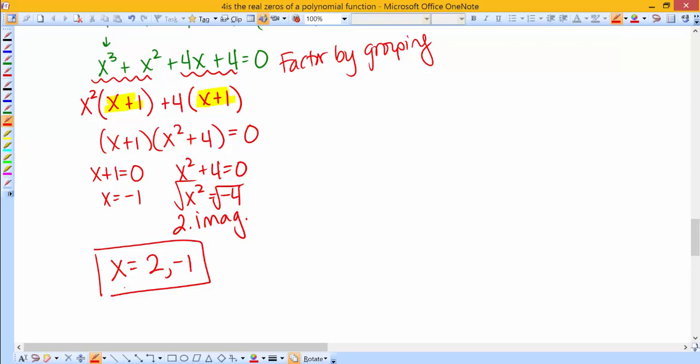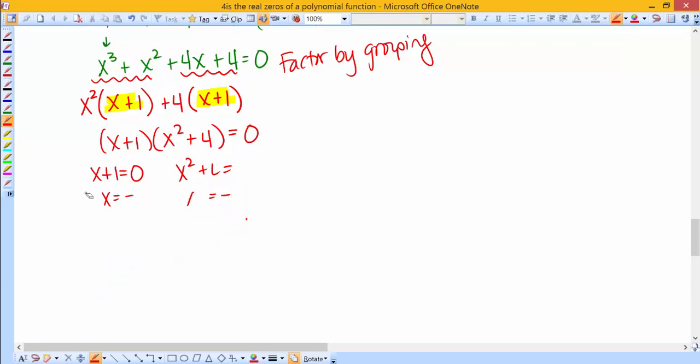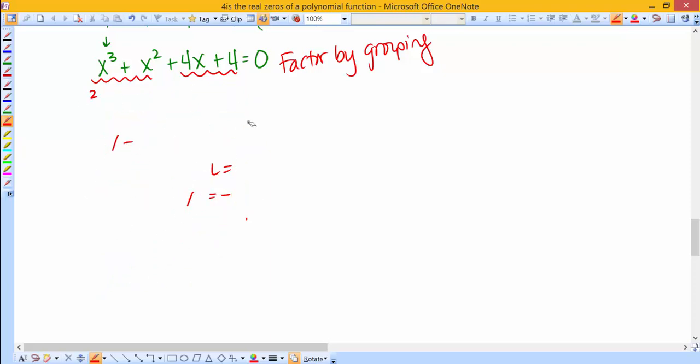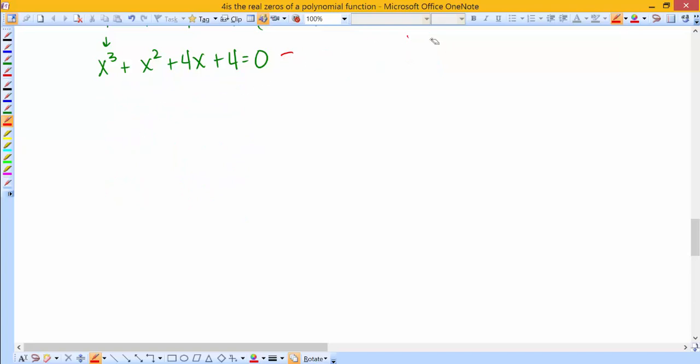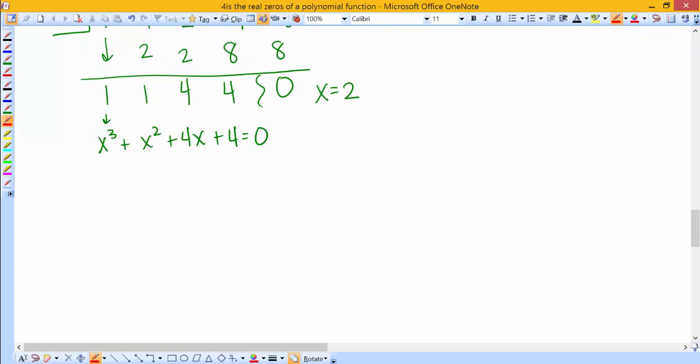Now, let's say that did not make any sense to you. You don't get the factor by grouping, that's fine. You don't need to use factor by grouping. So I'm going to erase all this and I'm going to show you another method instead of factor by grouping. You decide what you want to use. So I'm going to go through synthetic division again. 1, 1, 4, 4. And I go until I get 0.